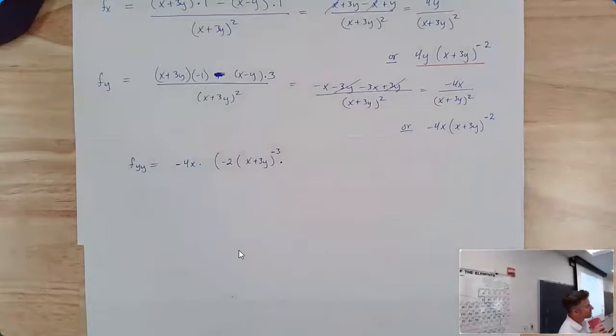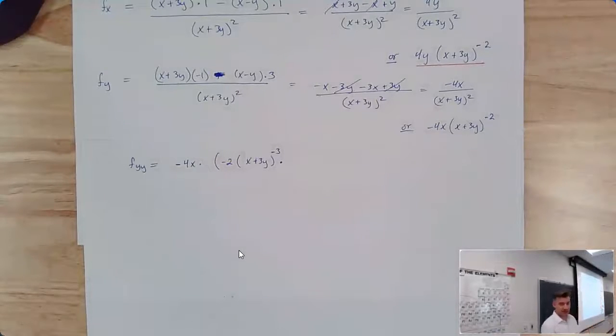Show me on your fingers. What do I need to multiply by? It only takes one hand. You don't need both. It's not that big a number. Okay, think about the chain rule. We're using the chain rule. What do I have to multiply by? Yeah, exactly.